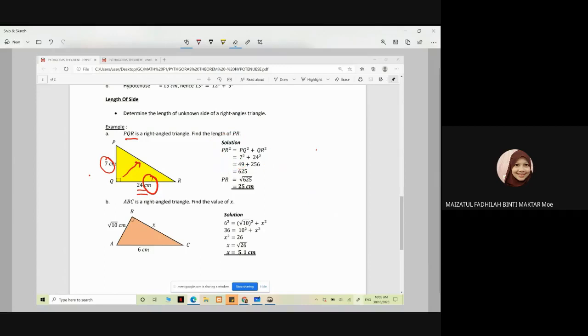Next one, ABC is a right angle triangle. You need to find the value of x. From this one, we first determine which one is the hypotenuse. The side opposite the right angle, AC, is the hypotenuse. So use the formula with the hypotenuse on your left. AC square equals one side, you can write down, AB square plus BC square.